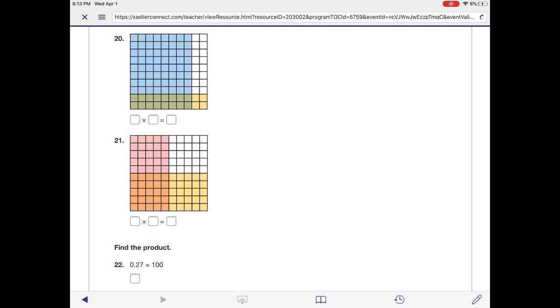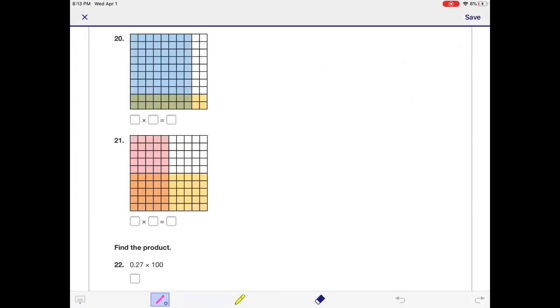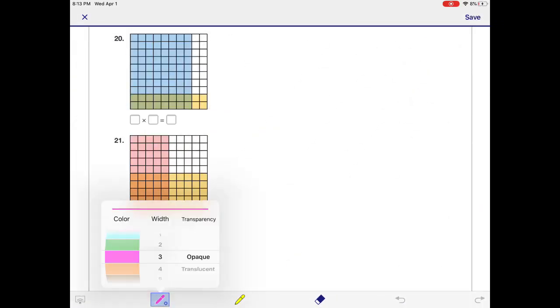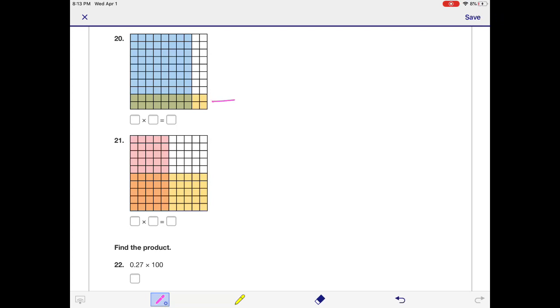Let's do one more of those. I'm not going to do two more because you just had this for your lesson recently. All right, but let's do this one right here. We've got one factor here and one factor here. This one is going to be 1/10, 2/10. So we've got 2/10 times 1/10, 2/10, 3/10, 4, 5, 6, 7, 8/10.